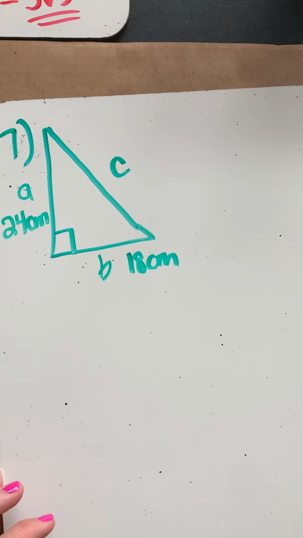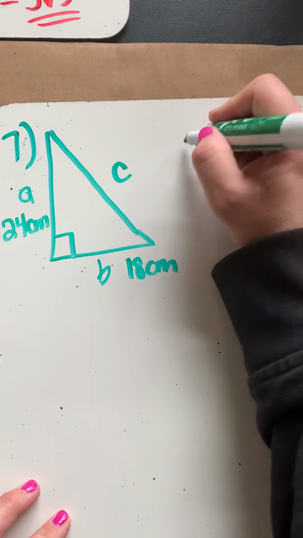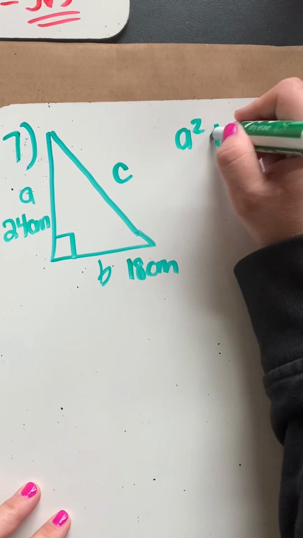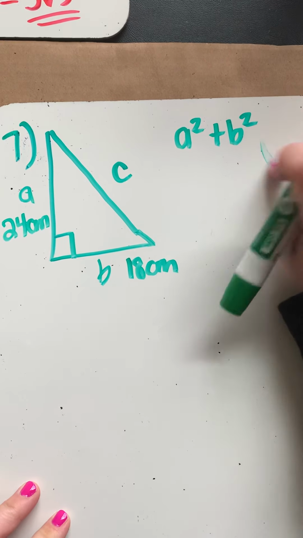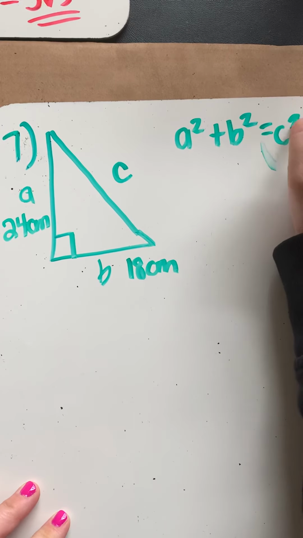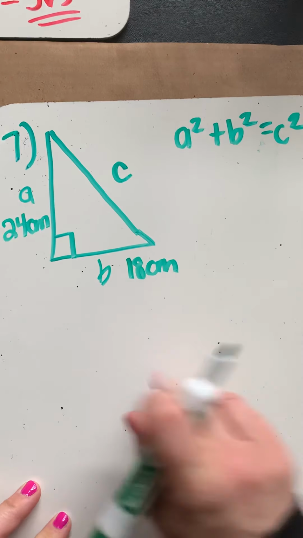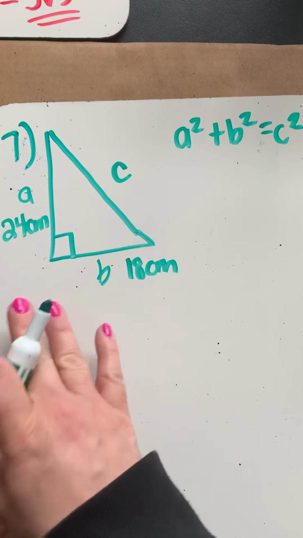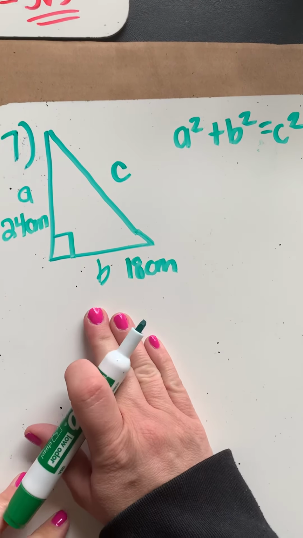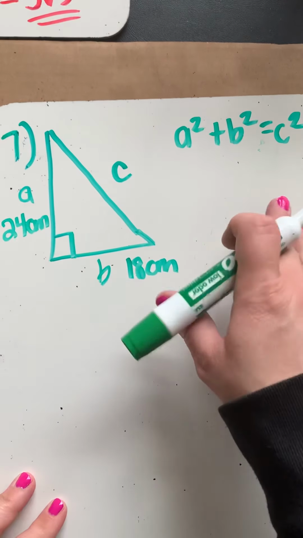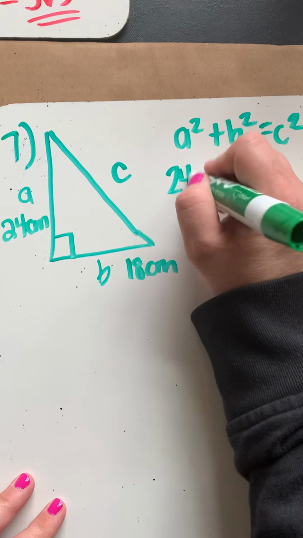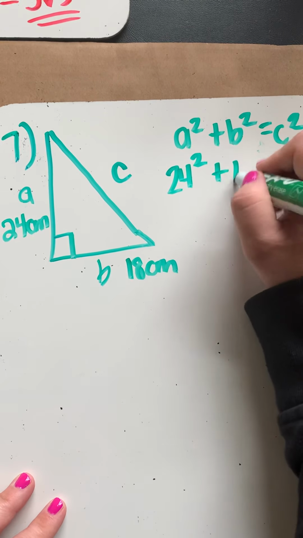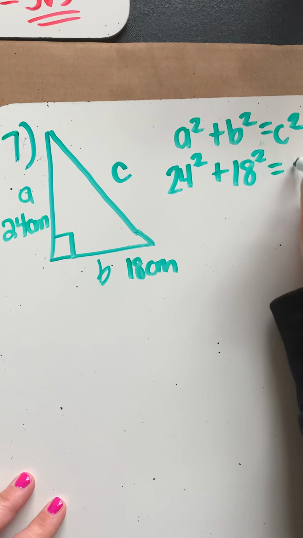All right, so now that I know all this information, I'm going to plug this into my Pythagorean theorem, which is a squared plus b squared equals c squared. Okay, I've already labeled everything. So when you get a problem like this, label it. And then you can just plug your numbers in and use your calculator. So we have 24 squared plus 18 squared equals c squared.